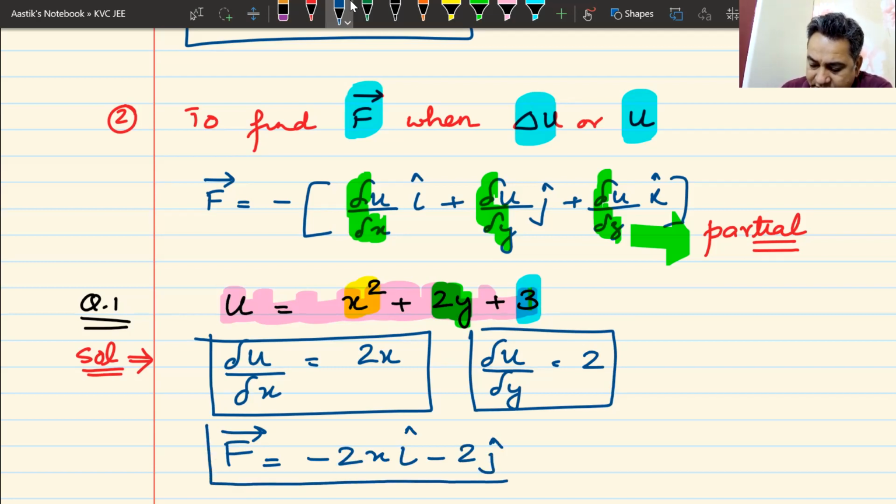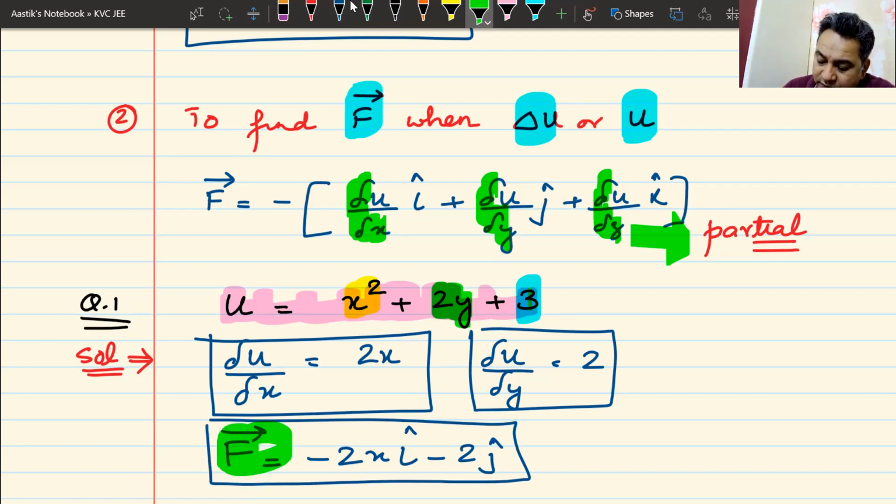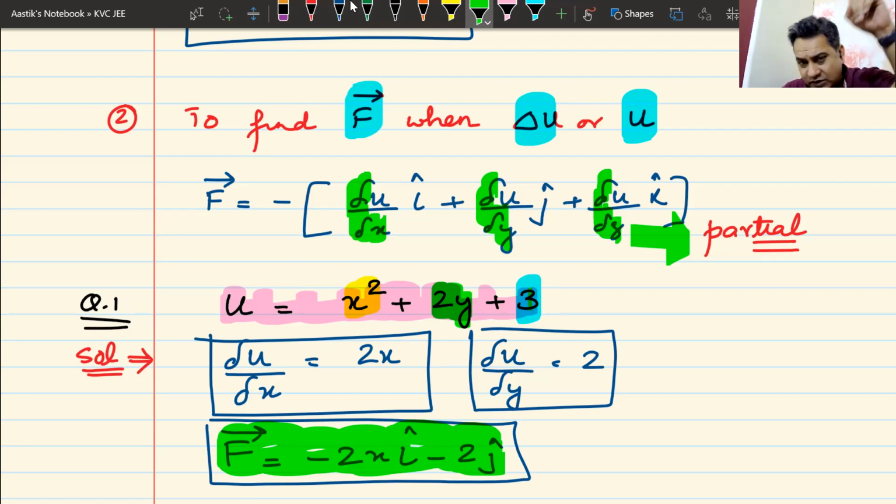We have calculated the force when the function of energy was given to us. If you have got this answer, congratulate yourself. Well done, beta. This is the force function, the value of force calculated from the energy function.